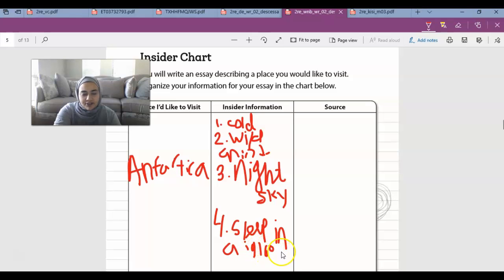All right, now these are just my ideas. You come up with your own. Would you like to visit maybe Australia? Maybe you'd like to see the beautiful beach over there and the beautiful dolphins. Maybe you'd like to see the kangaroos, and I don't know, where would you like to visit?